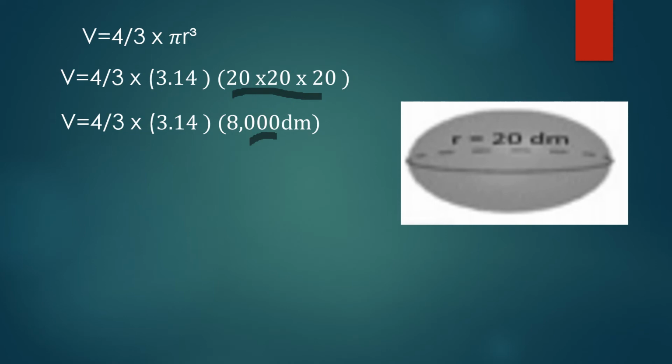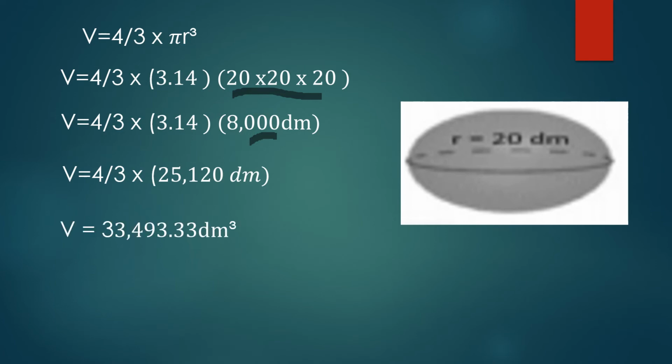Times 3.14 times 4 divided by 3. So, i-multiply muna natin sa 3.14. Volume is 25,120 dm times 4 divided by 3. So, the answer is 33,493.33 decimeter cube. So, this is now the volume of this given sphere.